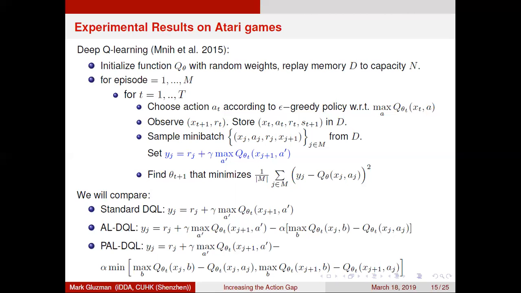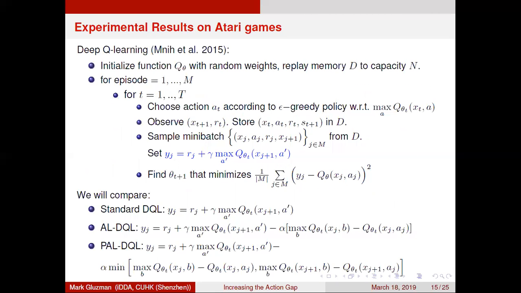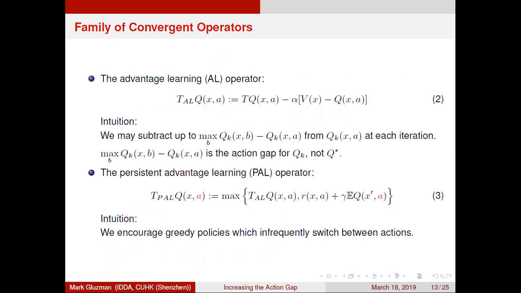We just wrote the persistent advantage operator in a different way. I hope you believe that this is basically the persistent advantage operator. I just wanted to take out this Bellman operator. This is the AL advantage operator.